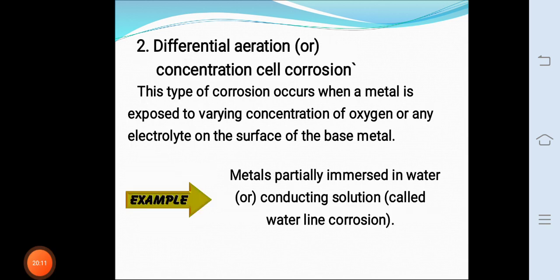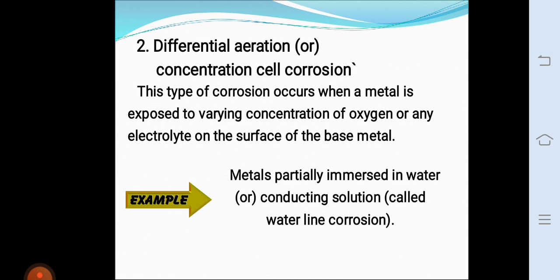Second type is differential aeration or concentration corrosion or waterline corrosion. This type of corrosion occurs when a metal is exposed to varying concentration of oxygen or any electrolyte on the surface of the base metal. Metals partially immersed in water, a conducting solution, undergo waterline corrosion. The waterline corrosion is shown in the figure. The electrode is partially immersed in solution. That is the concentration cell corrosion.